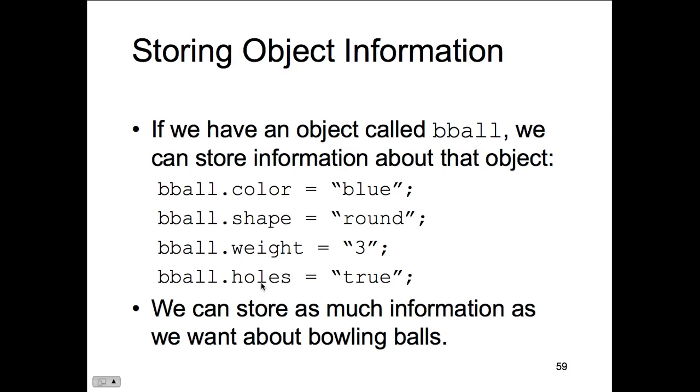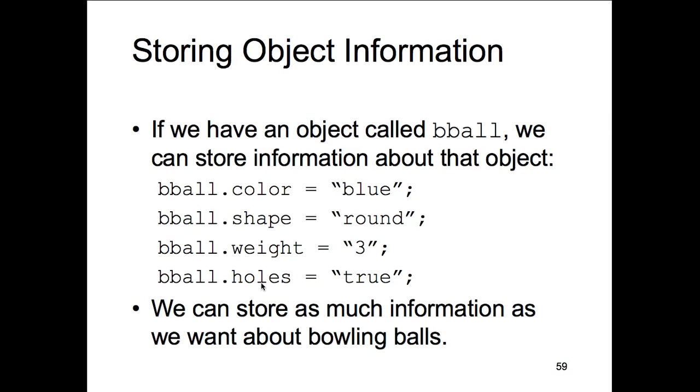So what does this solve? It's kind of like C++ structures, where we have a bowling ball structure, and inside the bowling ball structure we have all of these other little data members, and they're complex. They call structures complex data types because they enclose a bunch of other data. That's what the object's doing. The object is enclosing a color, a shape, a weight, and holes inside of the object.